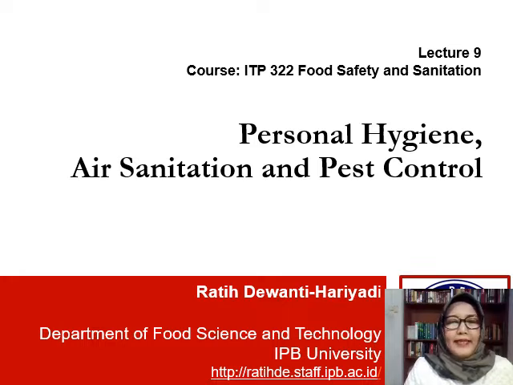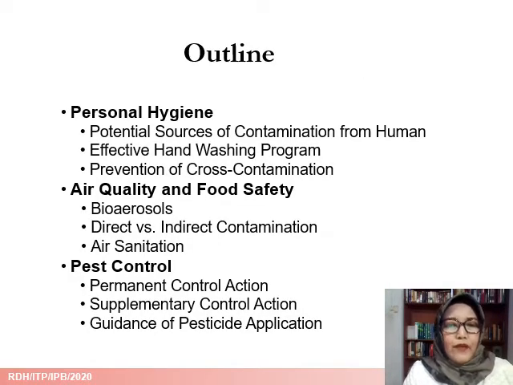Welcome back to ITP 322 Food Safety and Sanitation course. Today is lecture 9 and the topic will cover personal hygiene, air sanitation, and pest control. Today's subject will cover three areas: personal hygiene that will include potential sources of contamination from human, effective hand washing program, and prevention of cross-contamination.